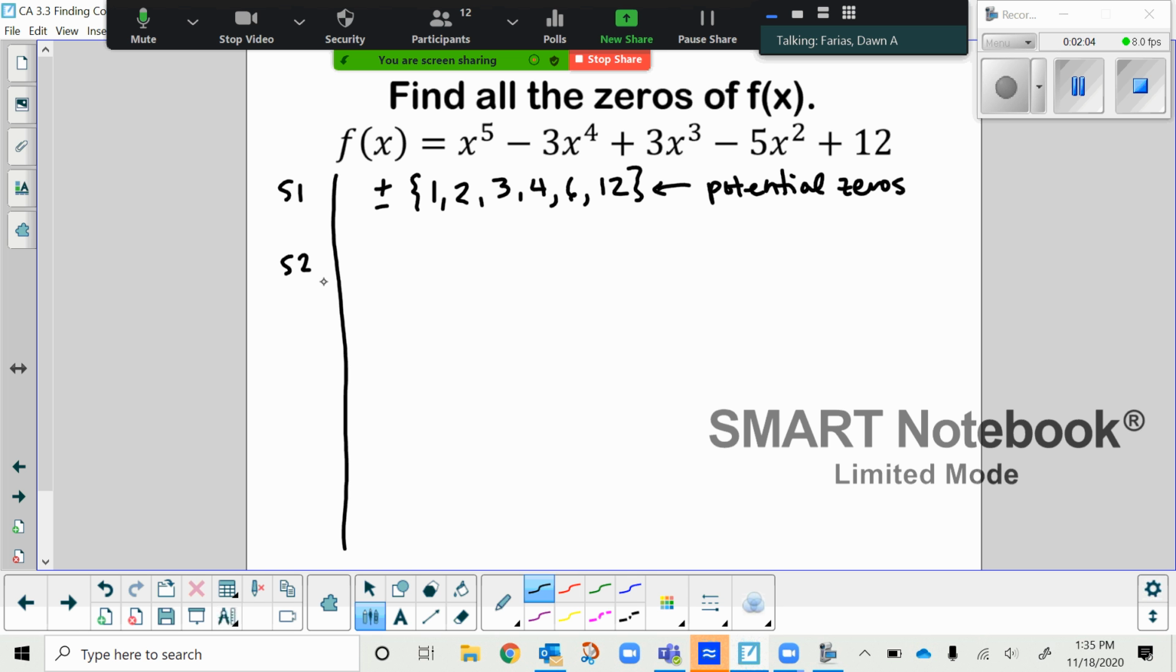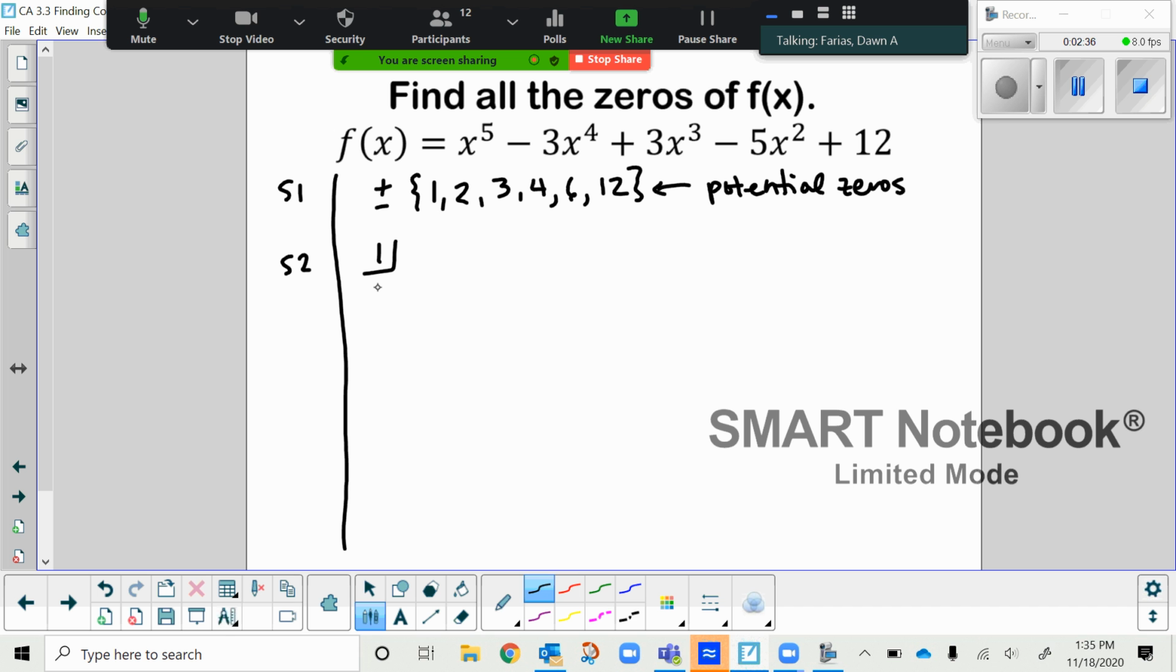Step 2 is to test 1 and -1 with synthetic division. Now, you could really just randomly pick any number and test it. You could pick -4, you could pick +6, but because 1 and -1 are so easy to do math with, it's just a more systematic way of beginning. That doesn't mean they'll necessarily work every time. It's just a good place to start. So we're going to start with 1 and just test it out.